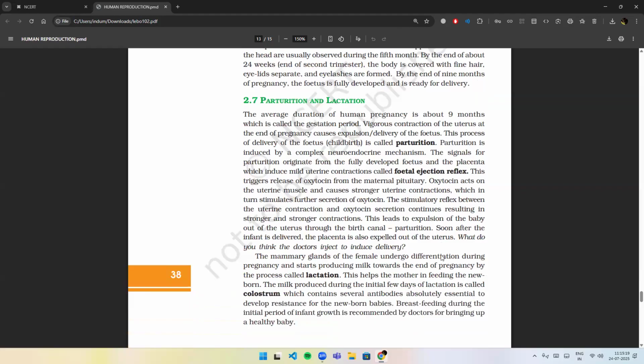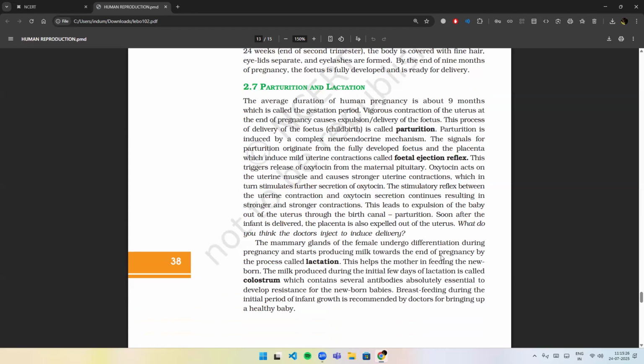Parturition and lactation. The average duration of human pregnancy is about 9 months, which is called the gestation period. Vigorous contraction of the uterus at the end of the pregnancy causes expulsion or delivery of the fetus. This process of delivery of the fetus is called parturition. Parturition is induced by a complex neuroendocrine mechanism.